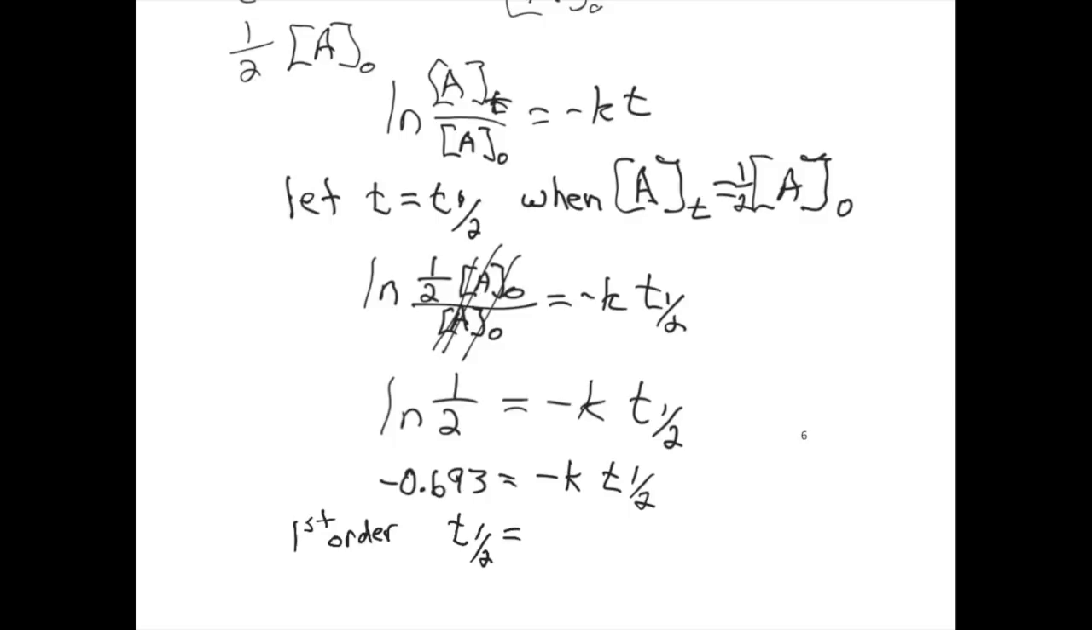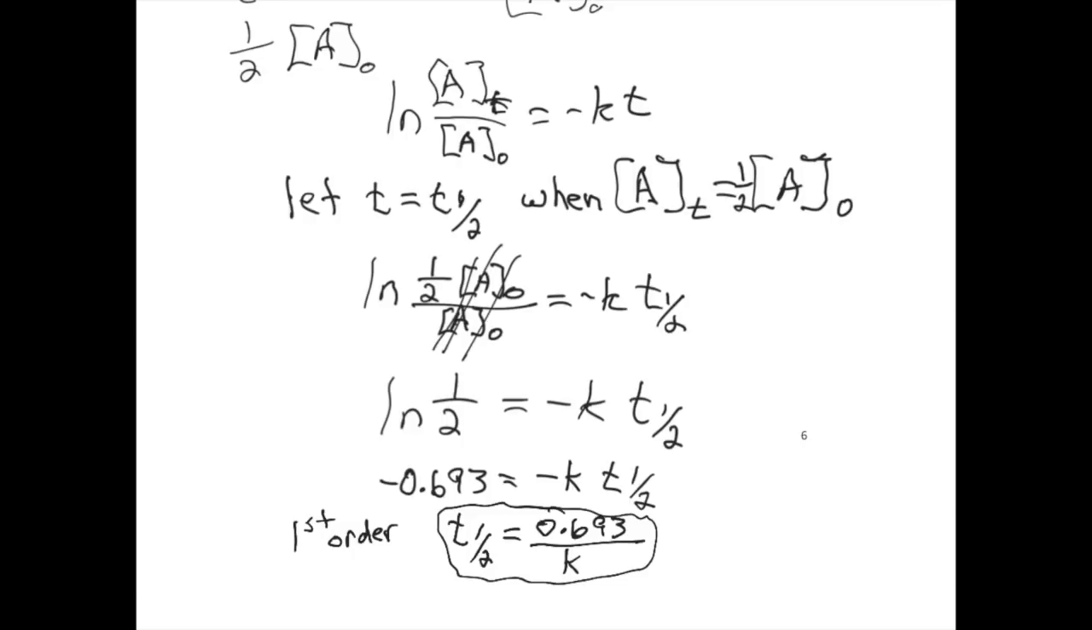t1/2 is equal to 0.693 divided by k. So if you know the t1/2 for a first order reaction, the half-life, you can calculate k. And if you know k, you can calculate t1/2. For zero order and second order, you won't be able to do this. And that's kind of the thing. For those, half-life is not as useful.